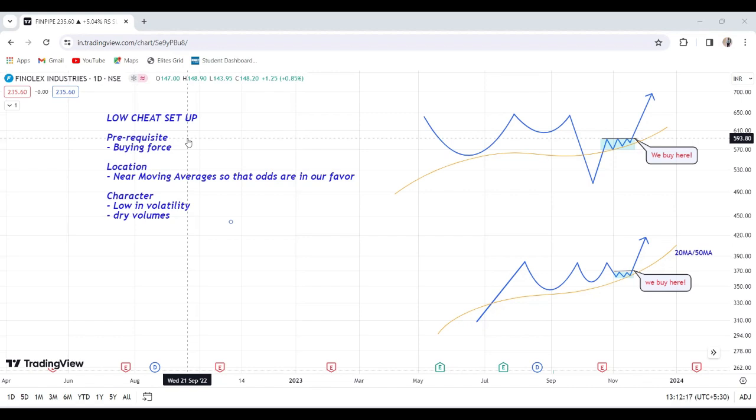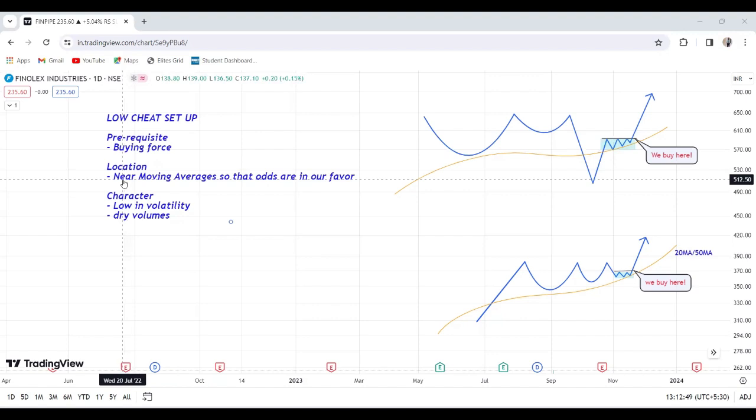whether the strong hands are interested in this counter or not, whether the institutions are buying this counter or not. So the best way to figure that out is the volumes and the magnitude of change in the price, obviously, which is accompanied by the volume activity. Moving ahead, we will look at that in our charts. Now we'll move to the second point.